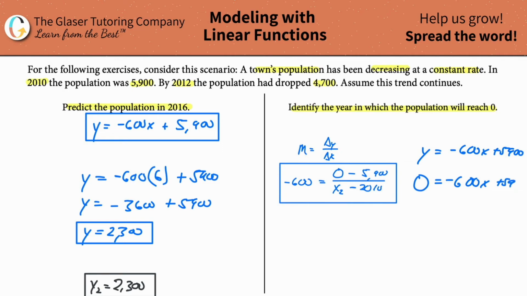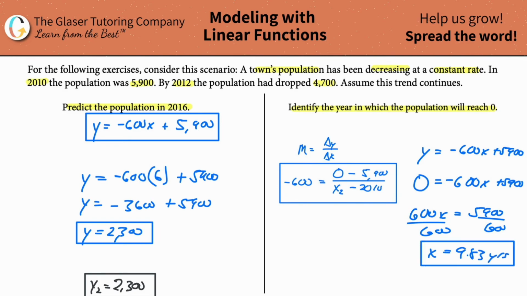Come on, you can do it, Andrew. Good. Now add this term on over to the left-hand side, so it's 600x is equal to 5,900. Divide both sides by the 600. And what do we get? So 5,900 over 600. So it looks like 9.83 years, right? So 9.83 years away.